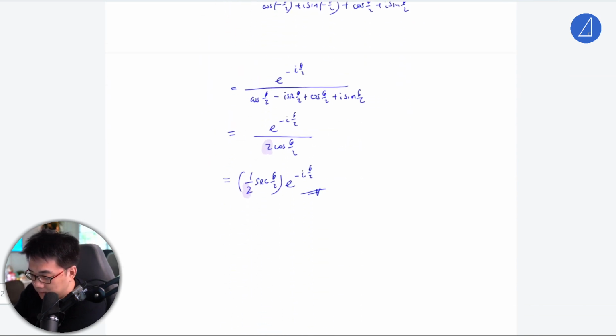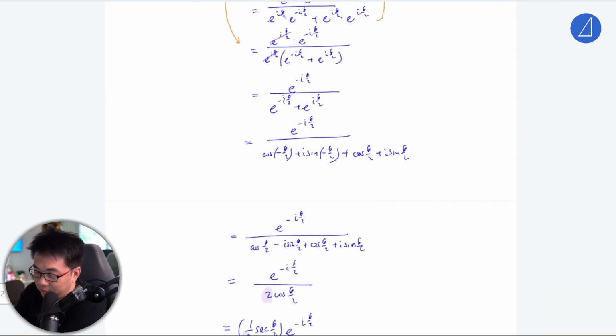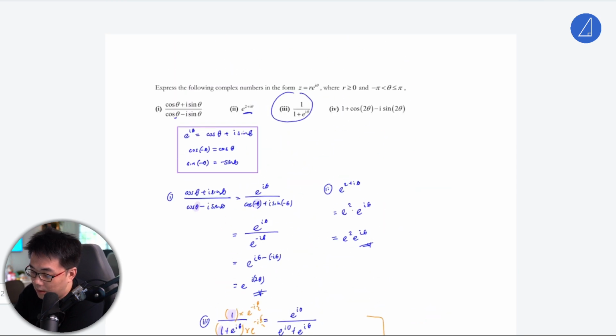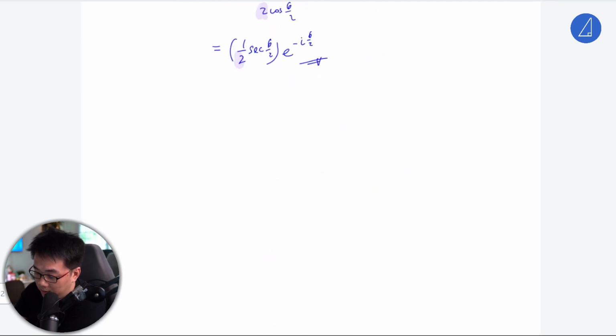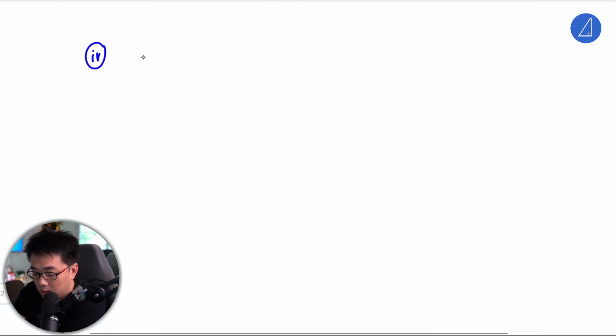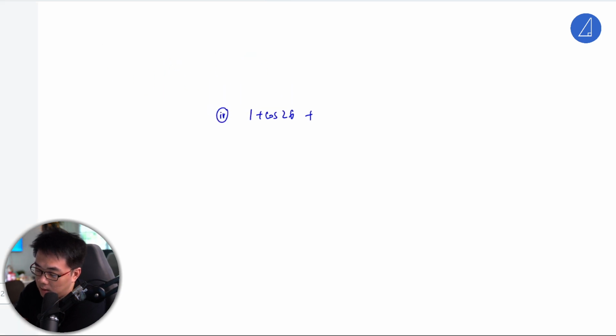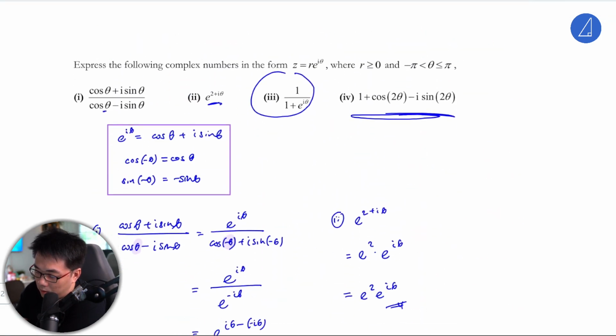So this is it. Then let's look at part 4, which is the interesting one. Part 4, what we do is 1 plus cos 2θ minus i sin 2θ. So part 4, 1 plus cos 2θ plus minus 1 minus i sin 2θ. Now what you need to do is this.